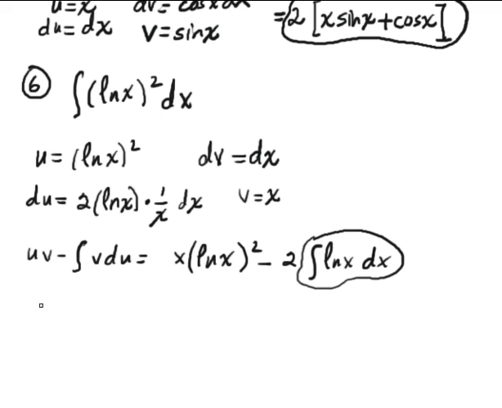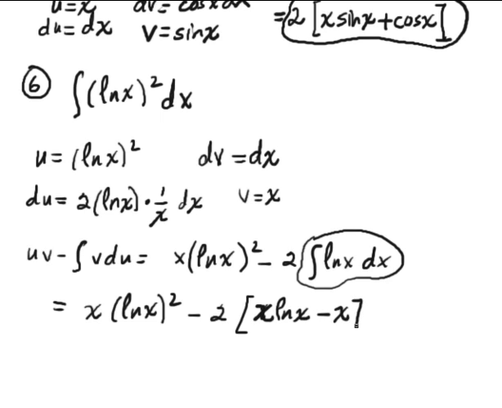Okay, so if we hadn't done it, we'd have to do another integration by parts. All right, so the integral of ln x we saw before is x ln x minus x. Okay, so this is another integration by parts. This right here.